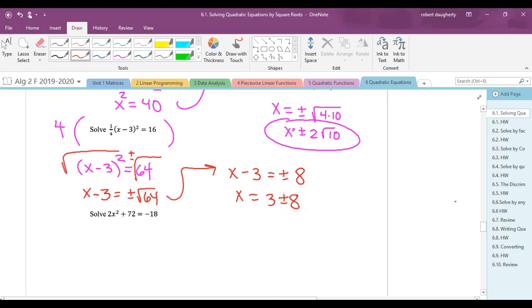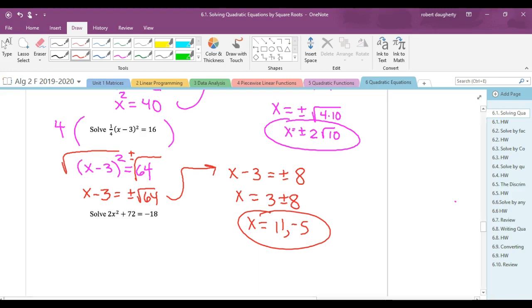Do you think I would leave my answer like that? No. What would I do? What's 3 plus 8? That's 11. What's 3 minus 8? Negative 5. So those are your solutions, 11 and negative 5. Now, what if I didn't believe that and I said, prove that those are the answers? What would you do? You plug them back in the original equation.